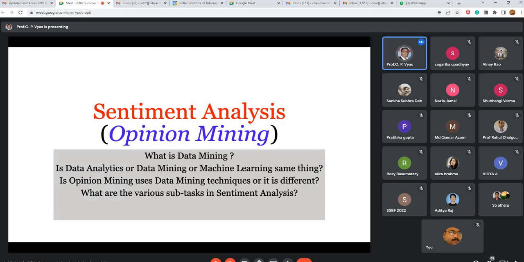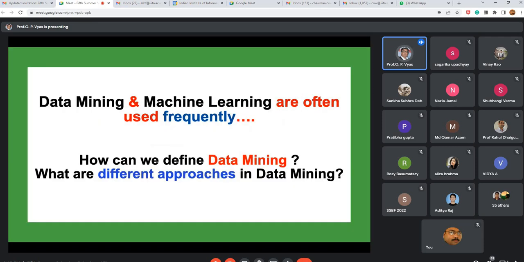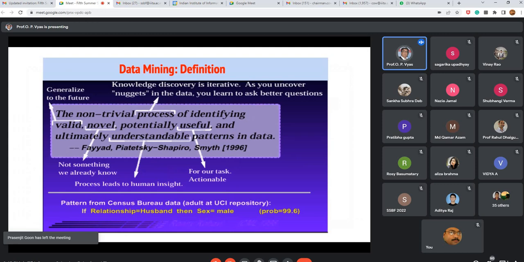Let me now try to answer this question more technically perfect. So first question is that are they same? Data mining, machine learning are often used frequently. How can we define one of them at least, called data mining? So let me give you a perfect formal academic definition of data mining. Can you see the new slide of data mining definition? Yes, sir. I will hold it for a minute. I want you to very carefully read it and tell me what do you understand.